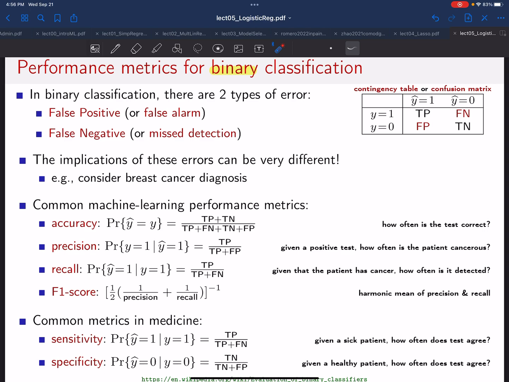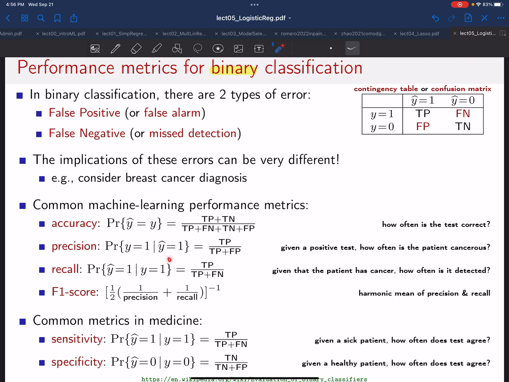So one way to think about that in terms of the table is when you say given that y hat equals 1, it's like you're restricting yourself to this column. And then you're asking, in that column, what is the fraction of y equals 1 versus the alternative? So you get this. So that's precision, or in terms of the cancer, like given a positive test, how often is the patient actually cancerous?